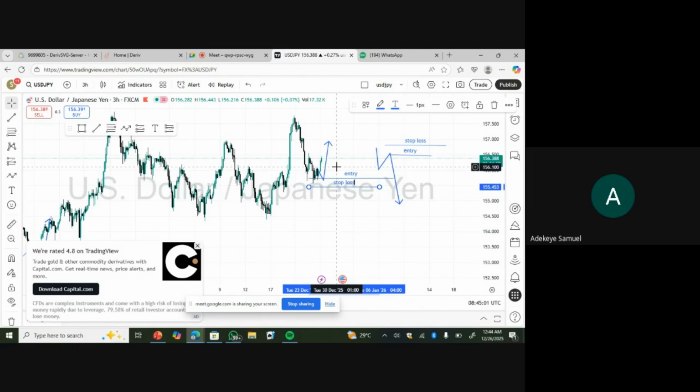Just to reduce your losses if the market is going against you. And if you don't want to use stop loss, you must always be on your phone whenever you enter a trade, so that you can close the trade if the market is going against you.